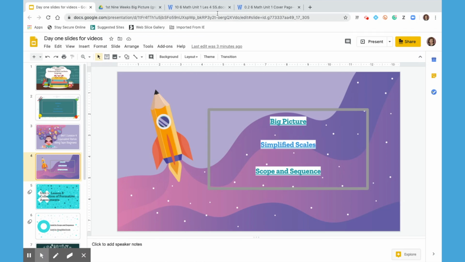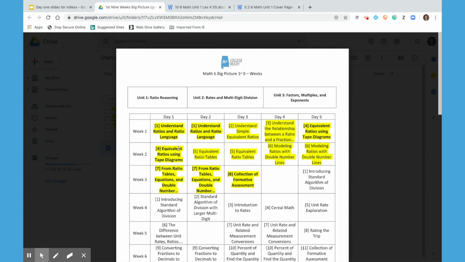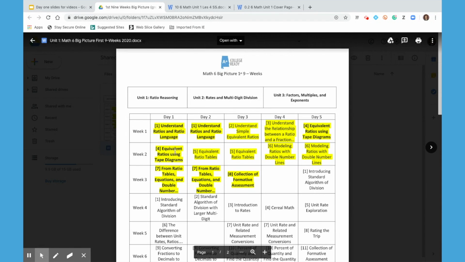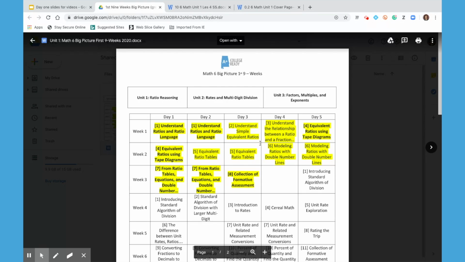Now, looking at the big picture, where does this lesson actually fall within my unit? The students will first do understanding ratios and ratio language. Then they'll go into understanding simple equivalent ratios and the relationship between a ratio and a fraction, and now they're moving on to equivalent ratios using tape diagrams. This is a 2-day lesson, as you can see in the big picture.